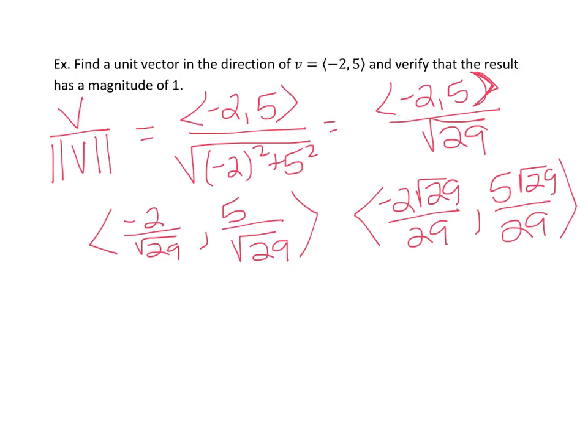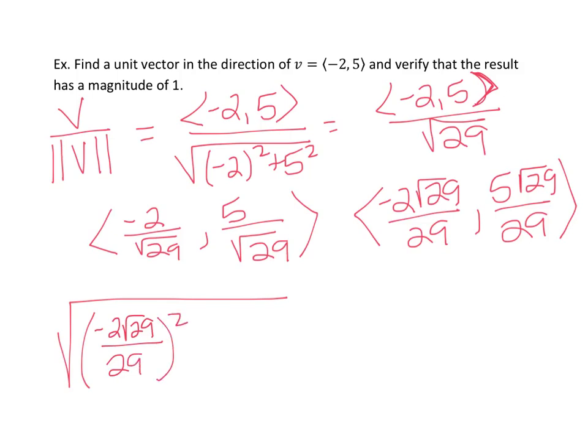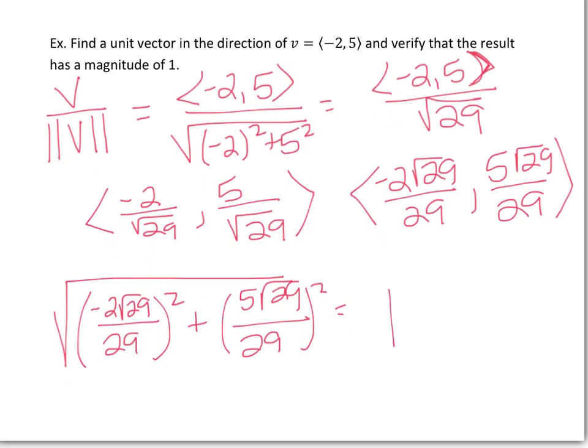Now verifying that it has a length of 1 would be finding the magnitude of that, which is going to be square rooting the square of my two legs. So it's both of these squared. So I'm going to write it in here. Negative 2 square roots 29 over 29 squared plus 5 square roots 29 over 29 squared. And before I make any mistakes doing this, I'm just going to put it all into the calculator. And putting it all in there, this does come out to equal 1, which is exactly what we wanted.